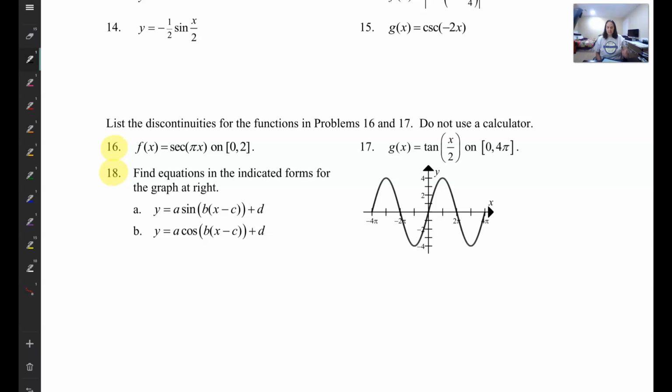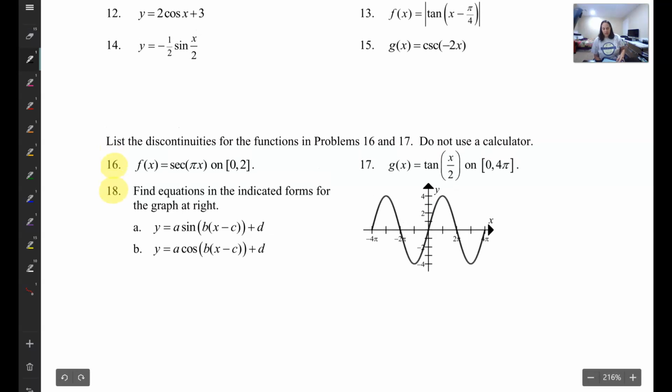Problem 16. So this one, I'm not allowed to use a calculator. So I need to graph secant of pi x. The easiest way to do that is to actually graph cosine of pi x first. So I'm going to do that right up here.